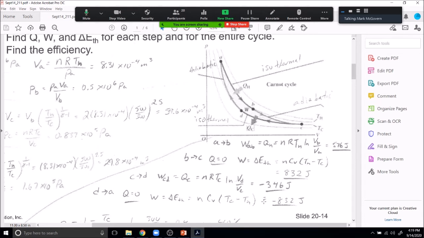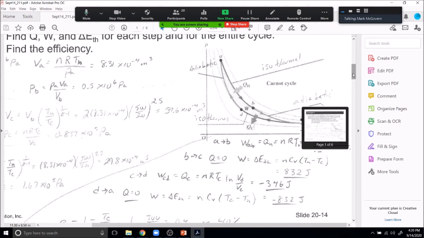So before, from B to C, we were going from a higher to a lower. Now we're going from lower to higher. And so you can see what the works are in each case. Q's are 0 in the adiabatic processes. In the isothermal processes, the work and the heat is the same.